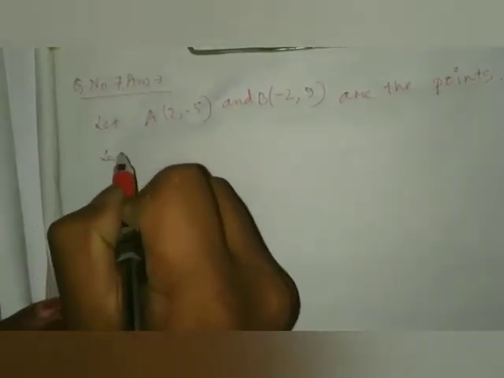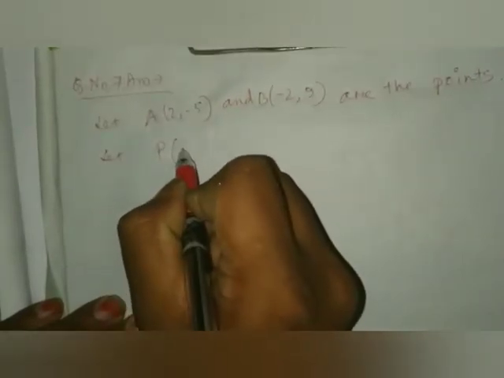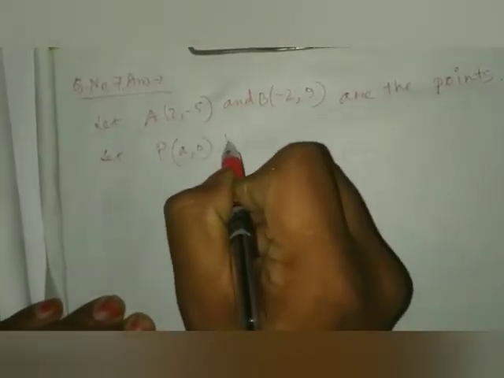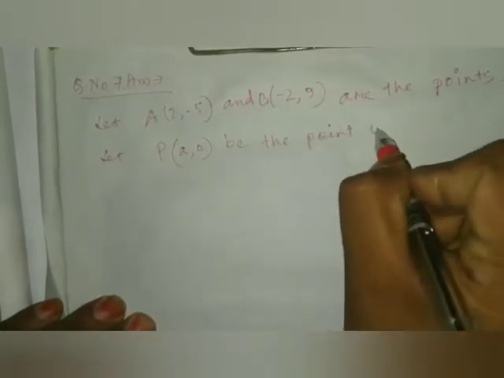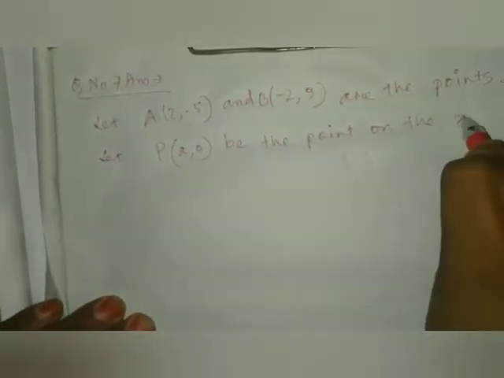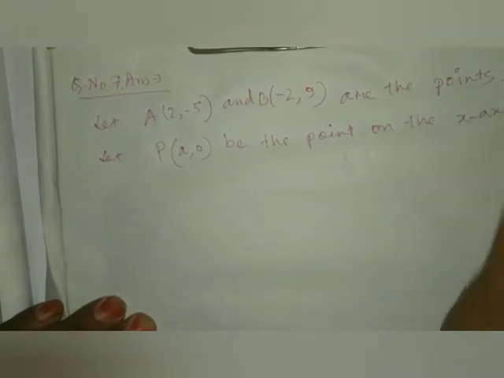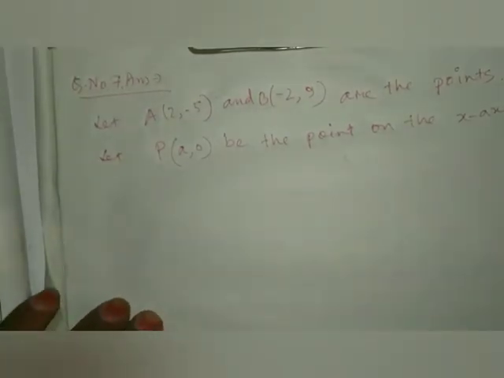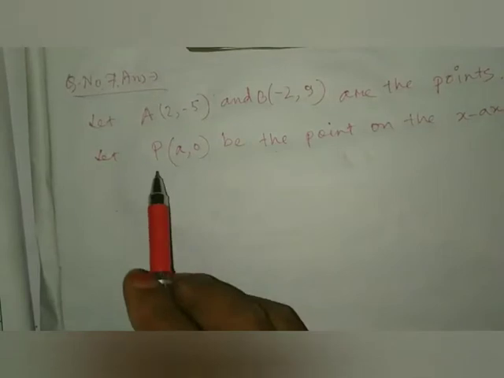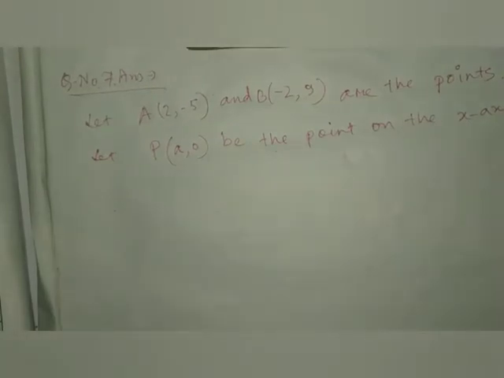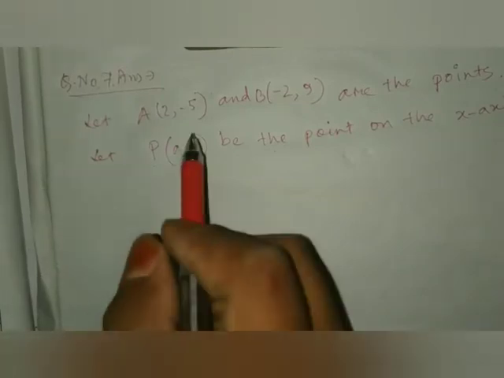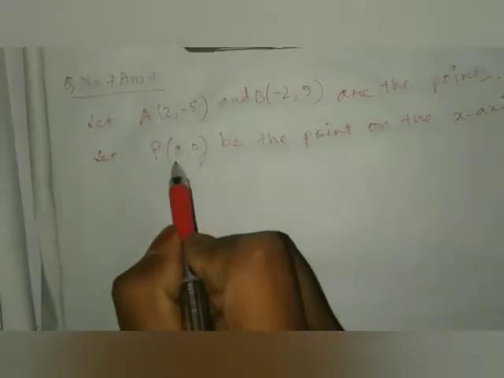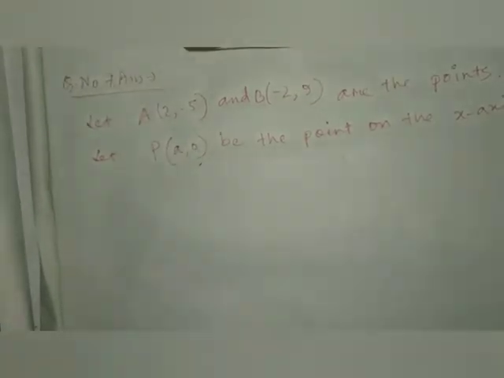Let P(a, 0) be the point on the x-axis. We took P(a, 0) as the point on the x-axis. We have to find the coordinates of P. See, we took here x coordinate a and y coordinate 0.